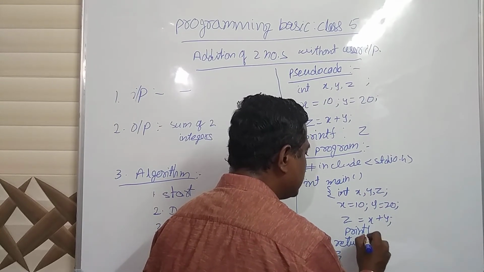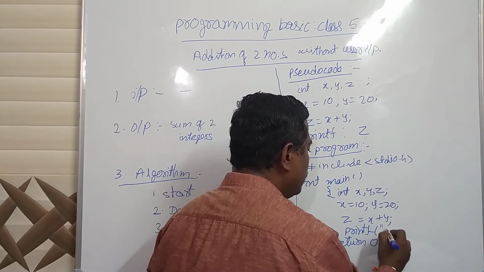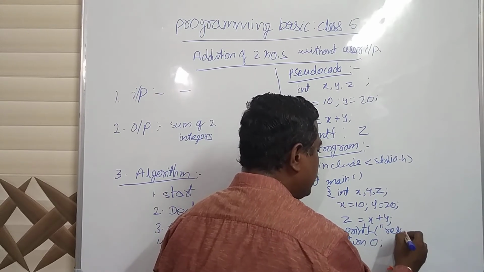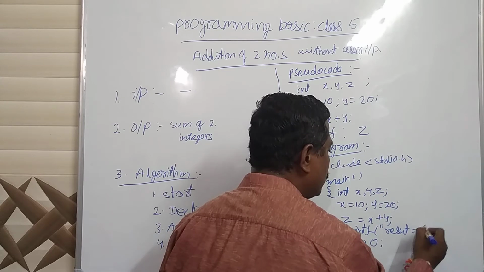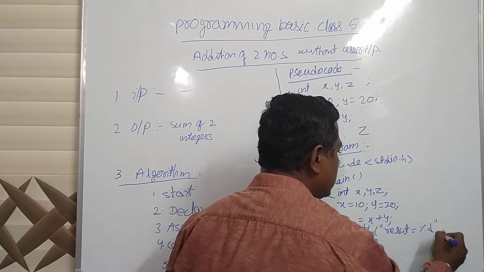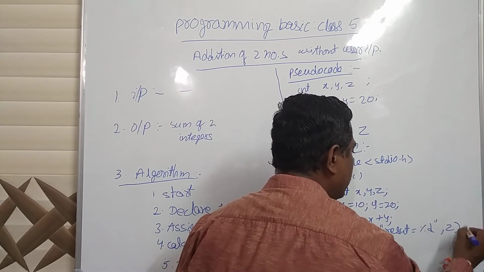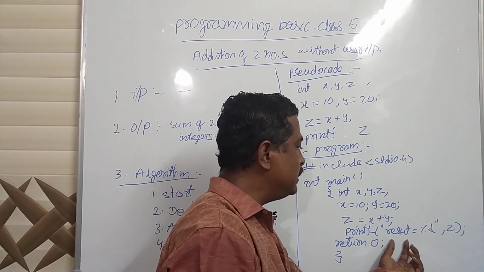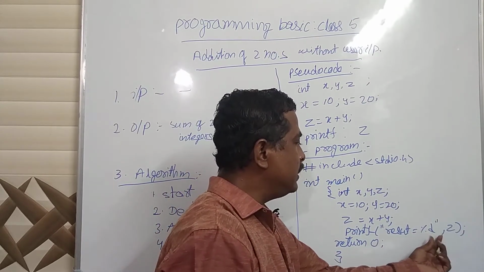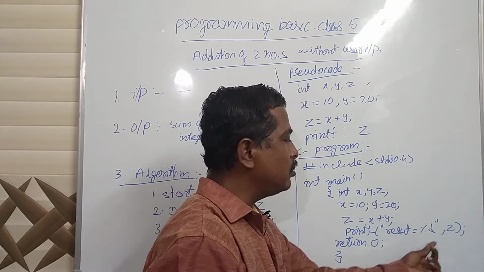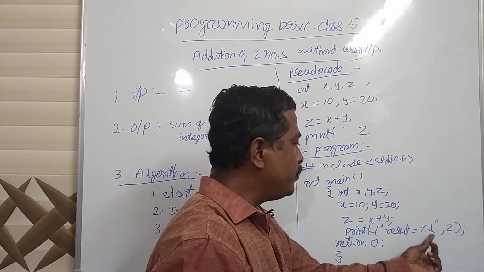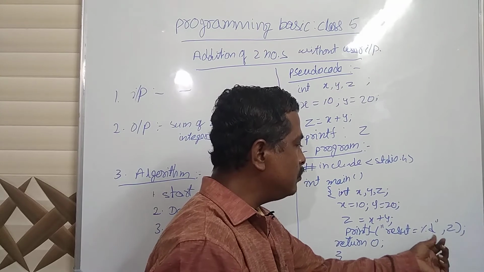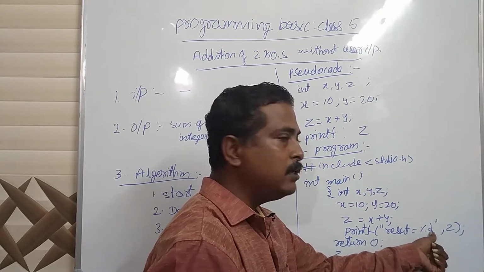Printf, the syntax of printf is: write whatever you want to write inside the double quote, then the variable name. This is the full syntax of printf. Here what will be printed? Result is equal to, in place of percentage d, it is called control string. If you want to print some integer value, you don't know the value, then you write percentage d.